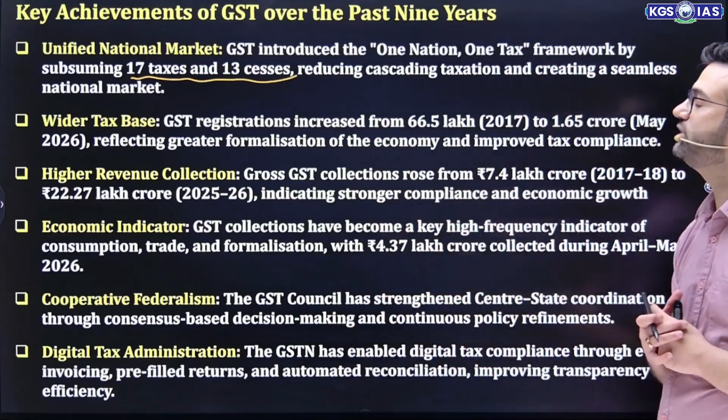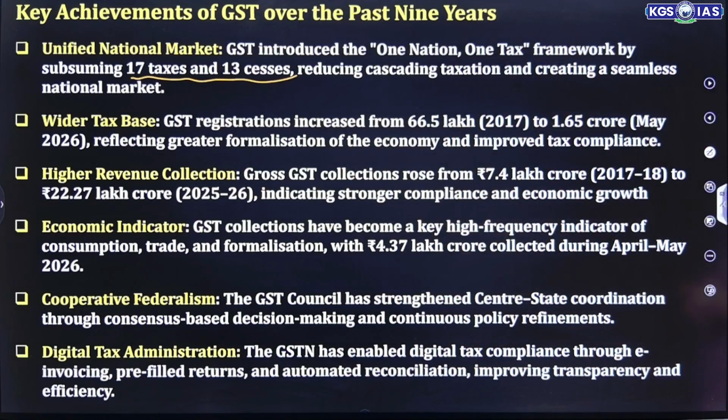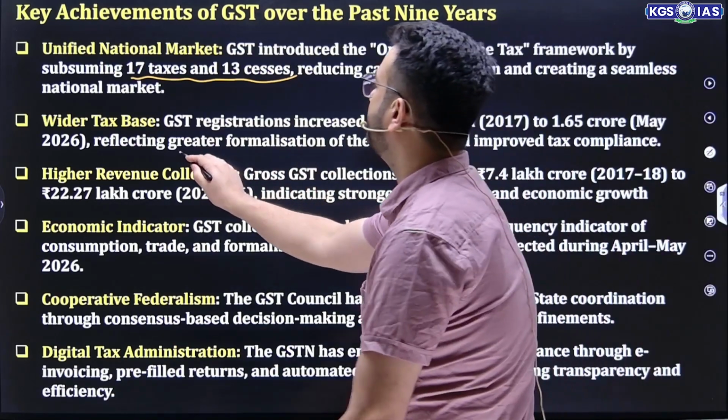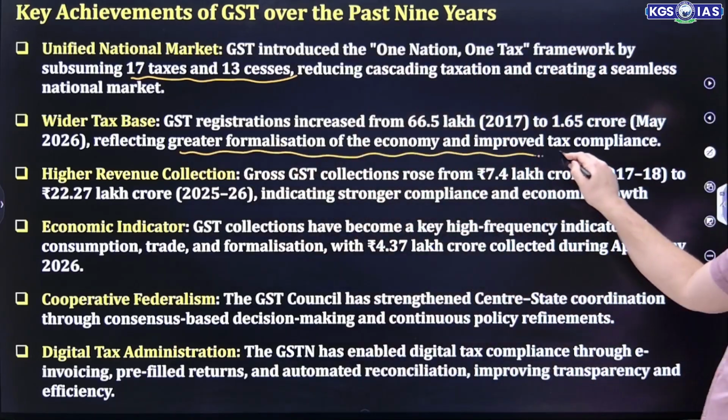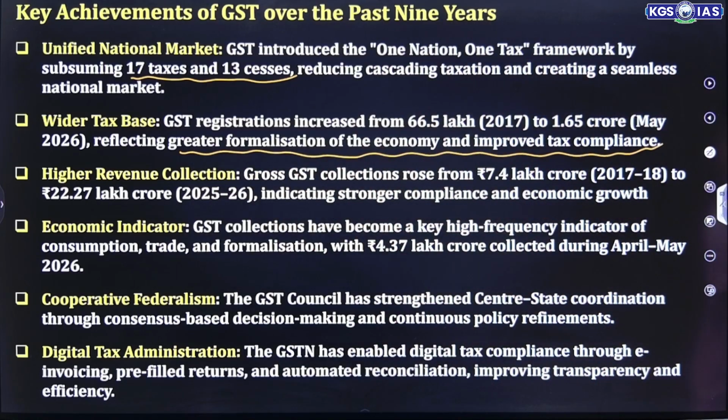GST registration increased from 66.5 lakh in 2017 to 1.65 crore by May 2026, reflecting greater formalization of the economy and improved tax compliance. Then higher revenue collection: gross GST collection rose from 7.4 lakh crore to 22.7 lakh crore, indicating strong compliance and economic growth.